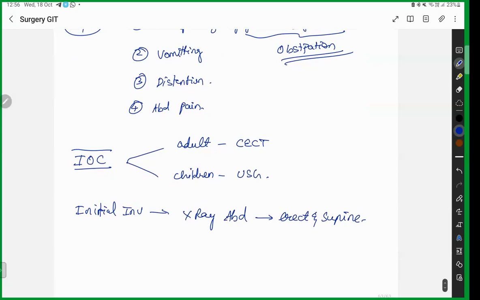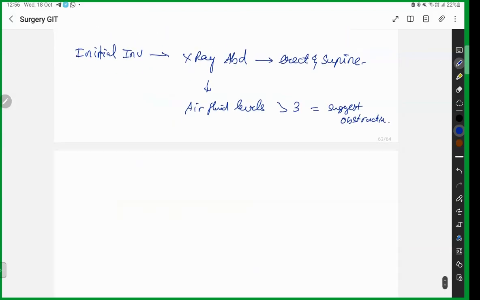It's going to be CECT. Investigation of choice in children is going to be USG. So what are the features of the erect abdomen? You're going to see air fluid levels. Air fluid levels more than 3 suggest obstruction. Very, very important point you need to understand. So air fluid level more than 3 suggests obstruction.